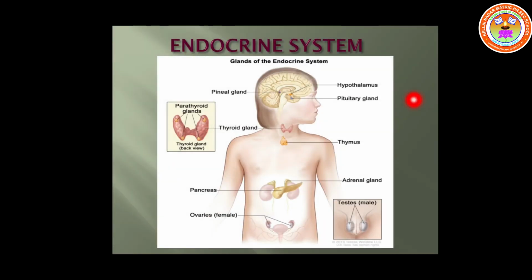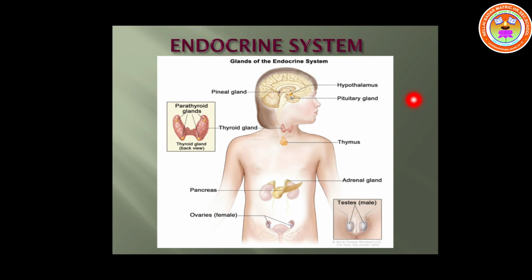Endocrine system. The endocrine system regulates various functions of the body and maintains the internal environment. Endocrine glands are present in the body. They produce a chemical substance called hormones. Now let us see various glands and their location.